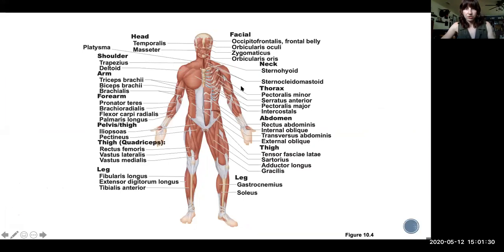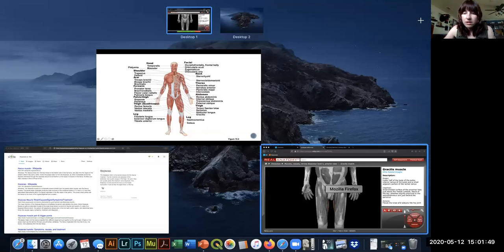How are we doing? We still doing okay? Upper leg muscles. Get a little bit fun. Iliopsoas, Pectineus, Sartorius, Gracilis. Now let's talk about one more, the Tensor Fasciae Latae.